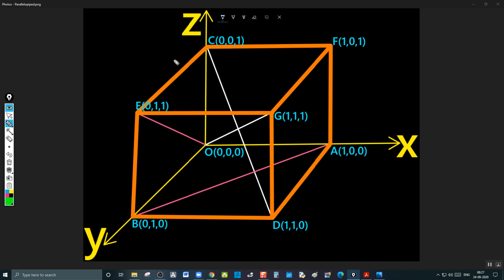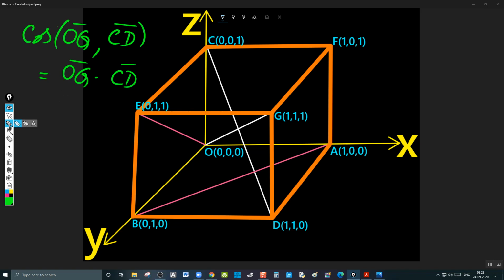Now I need the angle between the face diagonals. I need the angle between face diagonals. So I'm showing it here. This is cos theta of the first diagonal OG bar and another diagonal CD bar. So if you want that, OG bar dot CD bar divided by mod OG into mod CD.